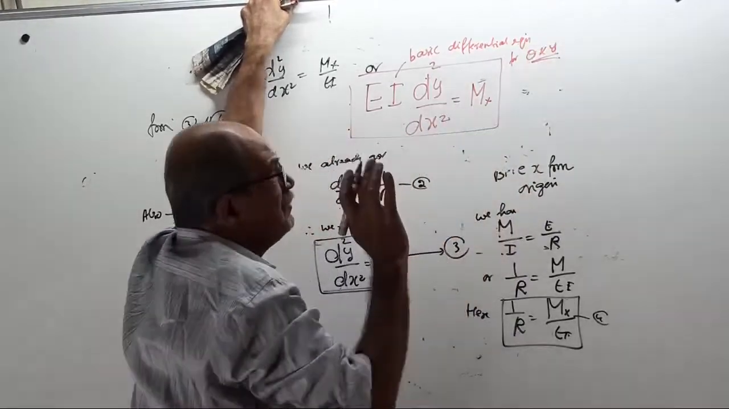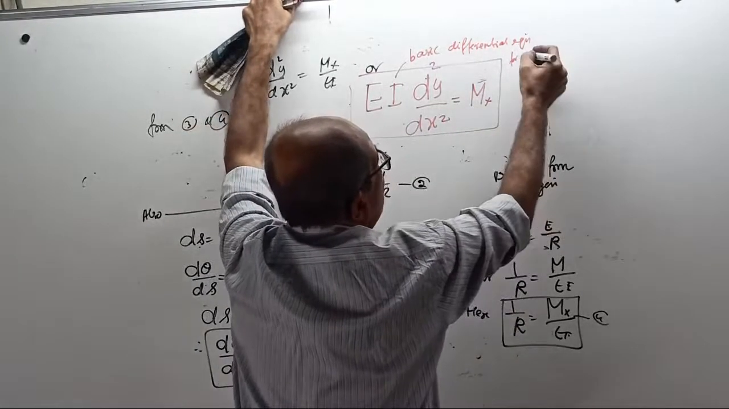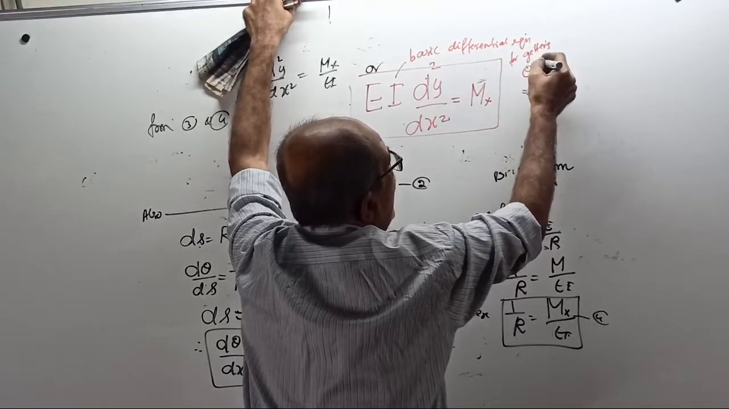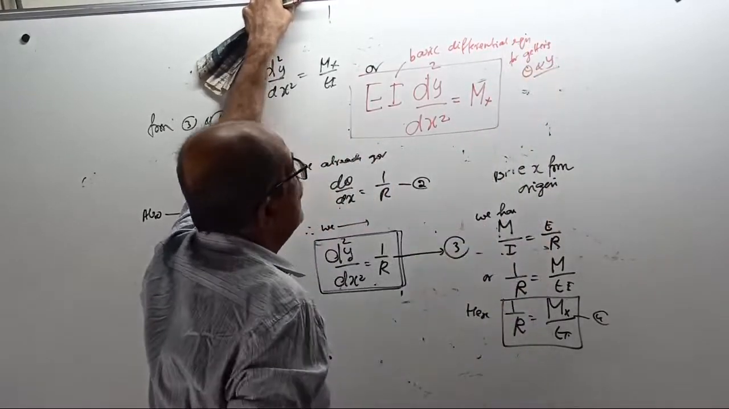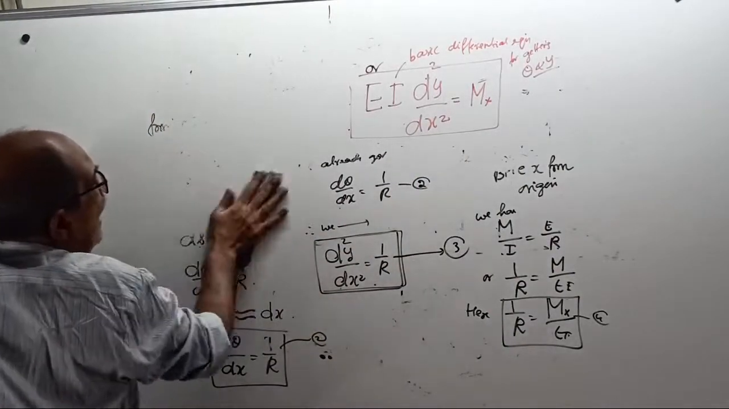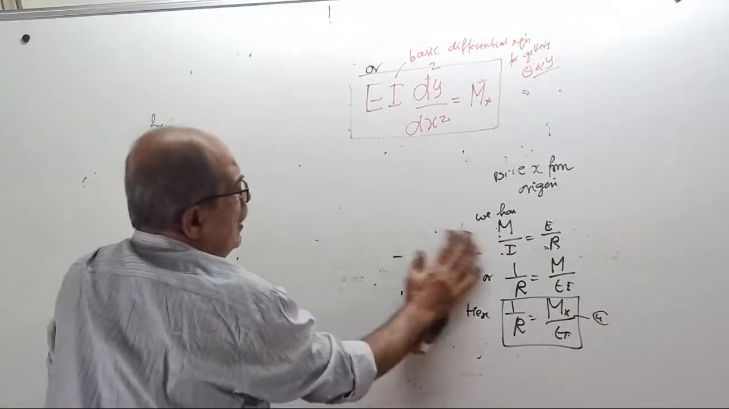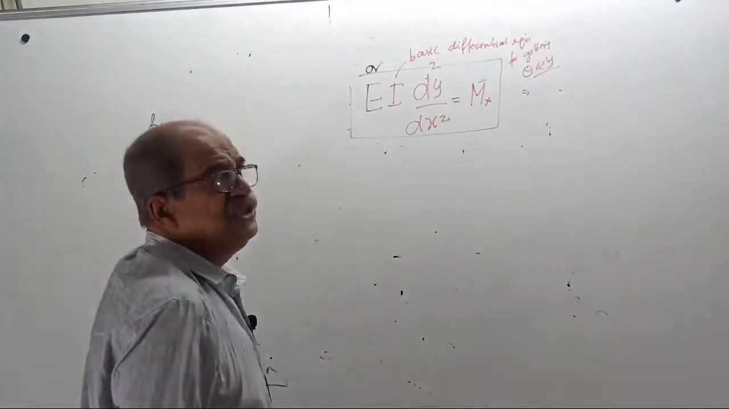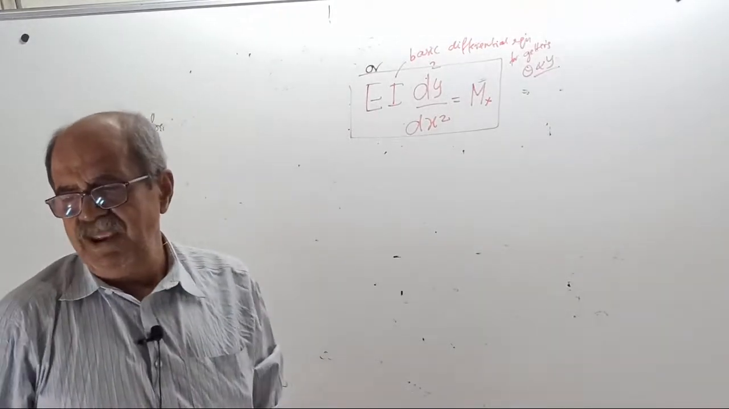Actually, slope has not come yet. This is the equation for getting slope and deflection. Tell me, if it is fully clear I will go to the next step. EI d square y by dx square equals bending moment Mx. Which point you consider there? BM by EI.